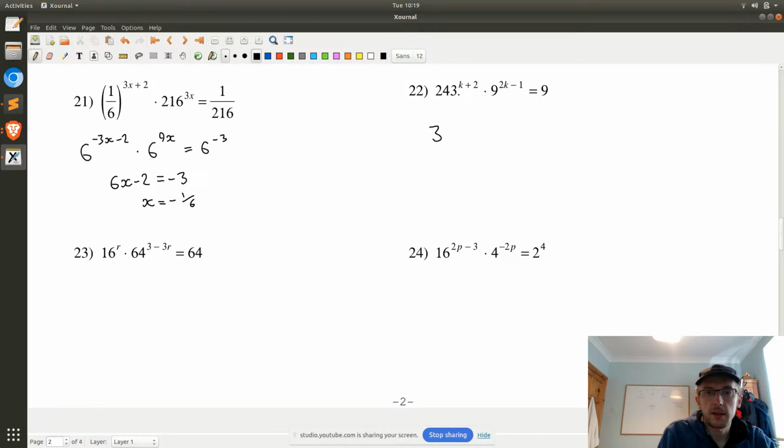These are all powers of 3. So that's the 3 to the 5. So 3 to the 5k add 10, times 3 to the 4k take 2 equals 3 to the 2. Add them together now. 9k add 8 equals 2. Take off the 8 from both sides, so negative 6. 9k equals negative 6. So k equals negative 6 over 9. So k equals negative 2/3.